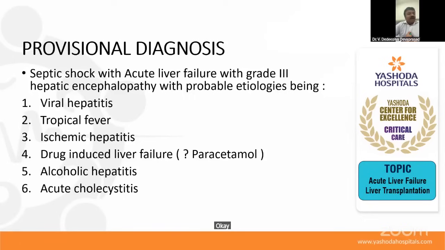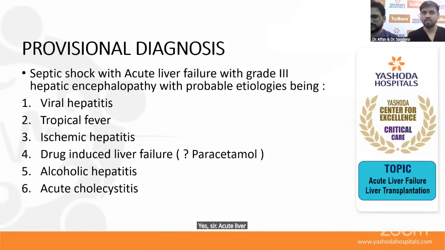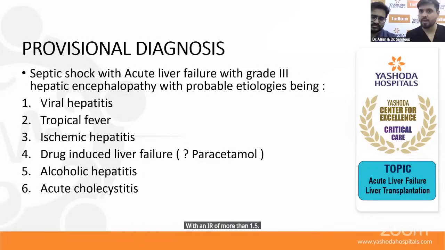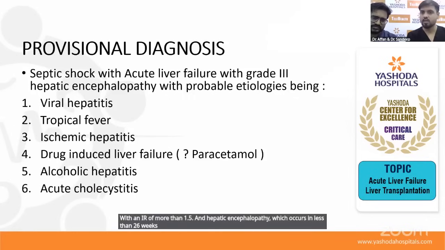Okay. Acute liver failure. Can you define acute liver failure for me? Yes, sir. Acute liver failure is defined as severe acute liver injury characterized by jaundice or hepatitis, along with coagulopathy with an INR of more than 1.5 and hepatic encephalopathy, which occurs in less than 26 weeks, in the absence of a background cirrhosis or a chronic liver disease.